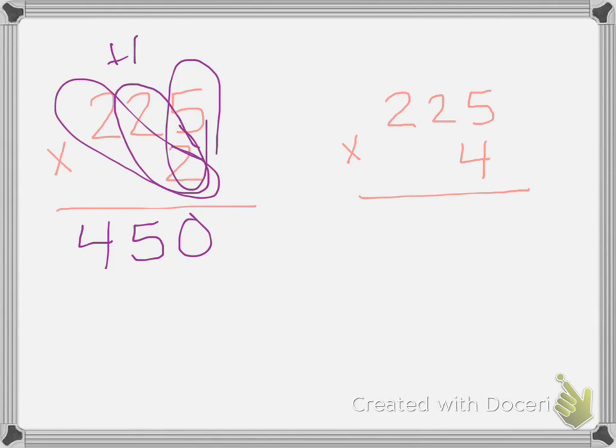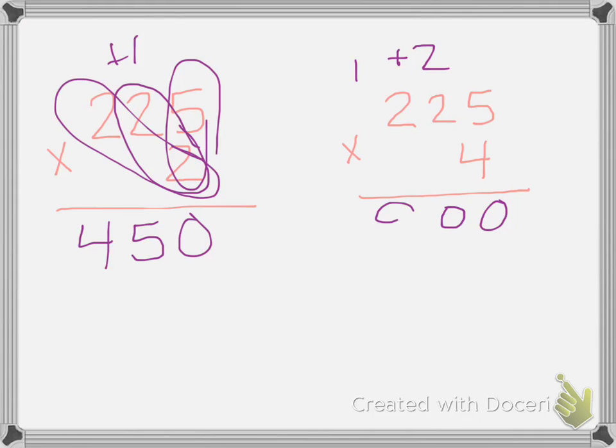B says 225 times 4. So first, again, we do our 1s. 4 times 5 is 20. Carry your 2. 4 times 2 is 8, plus 2 is 10. 4 times 2 is 8, plus 1 is 9.